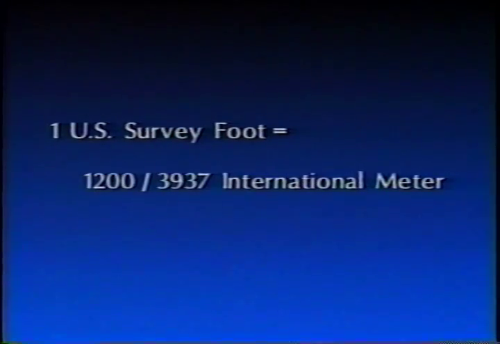Shown on the screen, the U.S. survey foot, the linear unit of the California coordinate system, is defined as one U.S. survey foot equals 1,200 divided by 3,937 international meters. It is a specialized foot that is used in surveying.